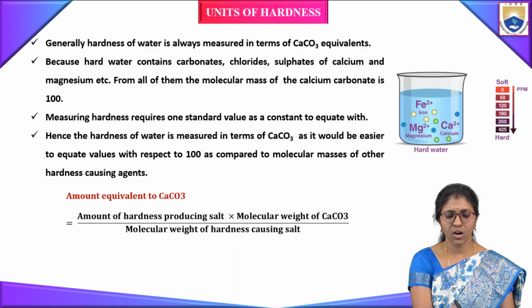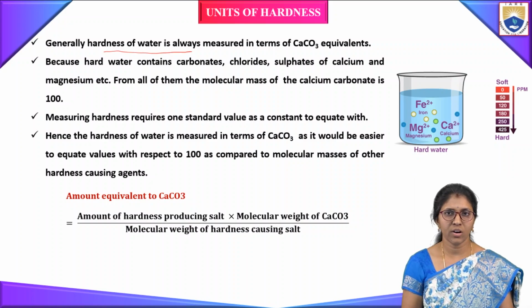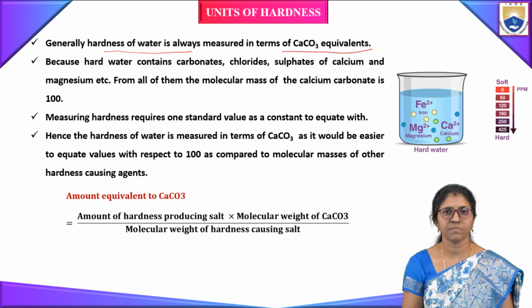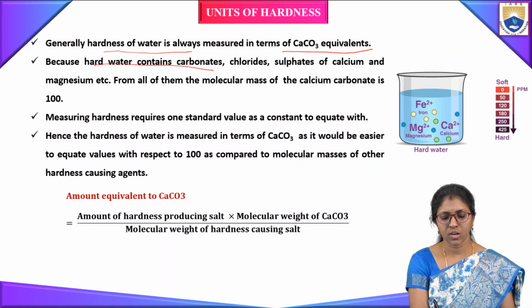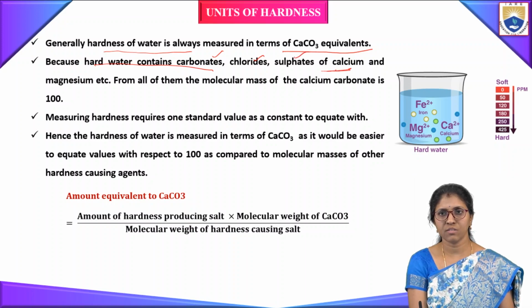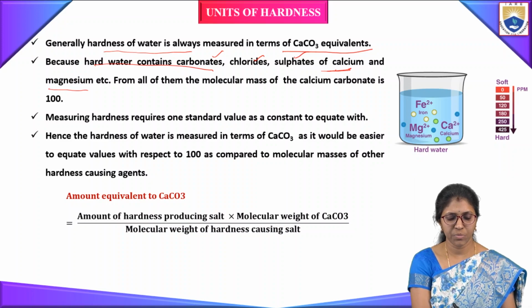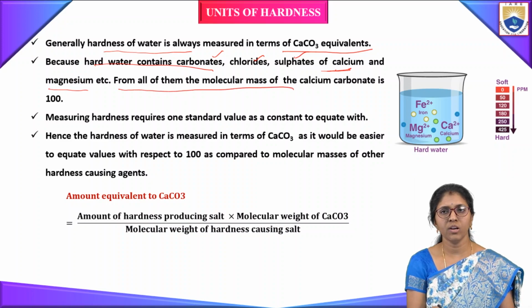Generally, the hardness of water is always measured in terms of calcium carbonate equivalence, because hard water contains carbonates, chlorides and sulfates of calcium and magnesium. Among all of them, the molecular mass of calcium carbonate is 100.